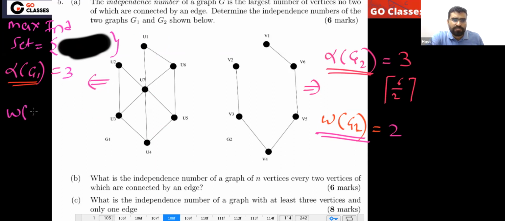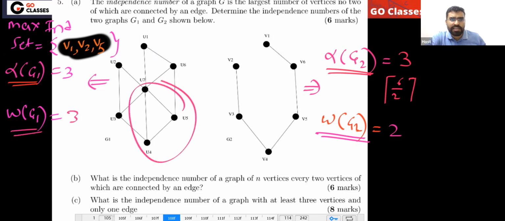What is the omega of this graph G? The largest independent set you can create, for example, is V1, V2 and V5. Like this you can do. And what is the omega? The omega is 3 because you have a triangle.